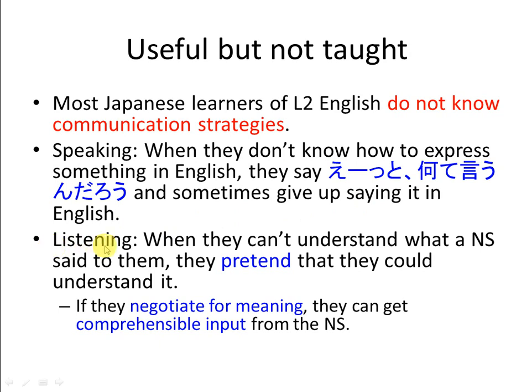And when they listen to English, and when they can't understand what a native speaker said to them, they pretend that they could understand it, even though they couldn't. So without saying pardon, they just pretend that they understood. But that's also bad. If they negotiate for meaning, they can get comprehensible input from the native speaker in many cases. Maybe not all the time, but in many cases. In that kind of case, the native speaker will say the same thing in a simpler manner.